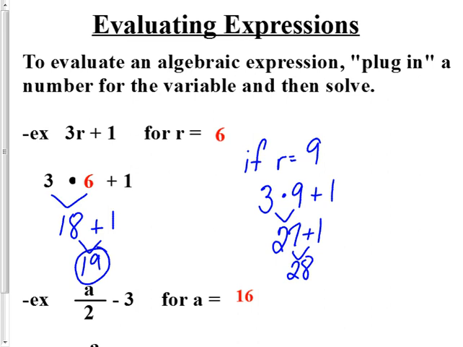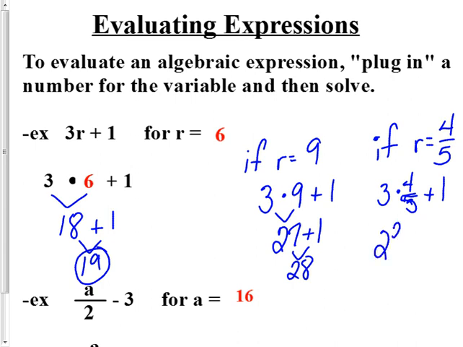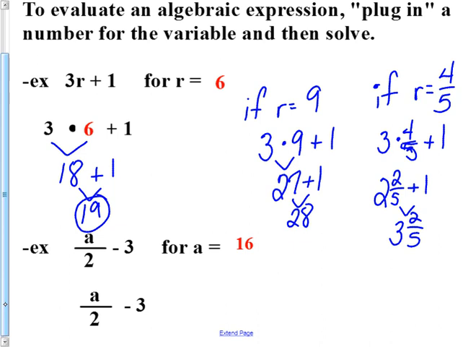And it doesn't even necessarily have to be a whole number or a positive number for that matter. If r equals 4/5, for example, that would mean 3 times 4/5 plus 1. 3 times 4/5 is 12/5, which is 2 2/5. 2 2/5 plus 1 is 3 2/5. So understand that it truly just means whatever value a variable is assigned, you're replacing the variable with that value and then solving. So let's look at a couple more.